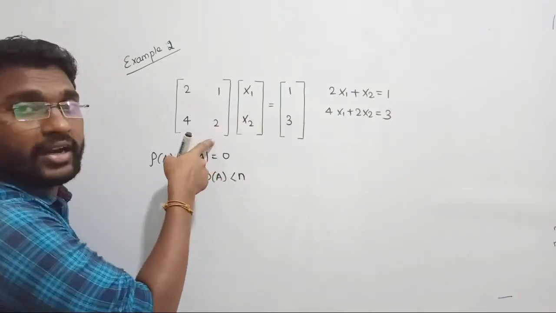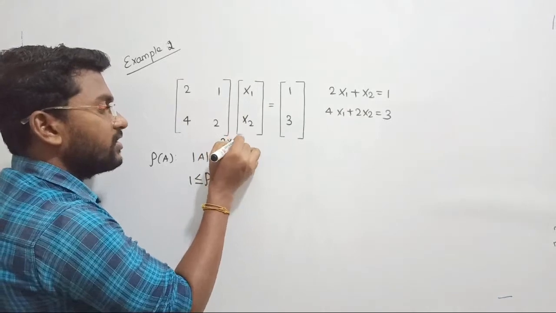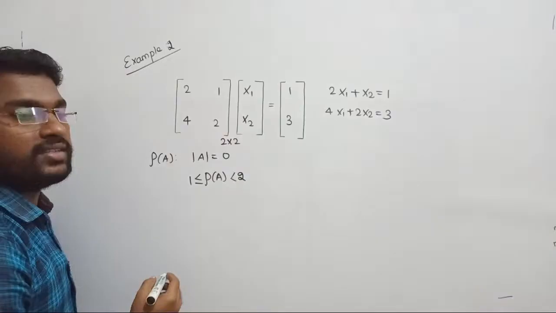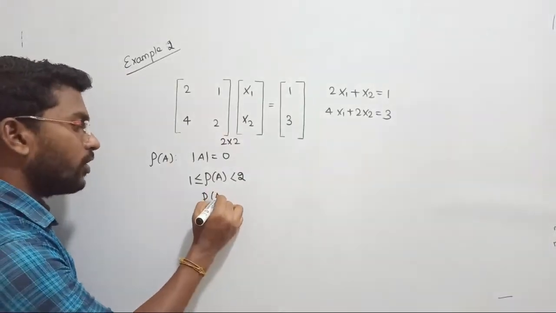So what is the conclusion here? What will be the order of the matrix? The order of the matrix is 2 cross 2. Its rank is going to be less than 2. Anyone, what is the answer? Sir, definitely it has to be equal to 1, sir.